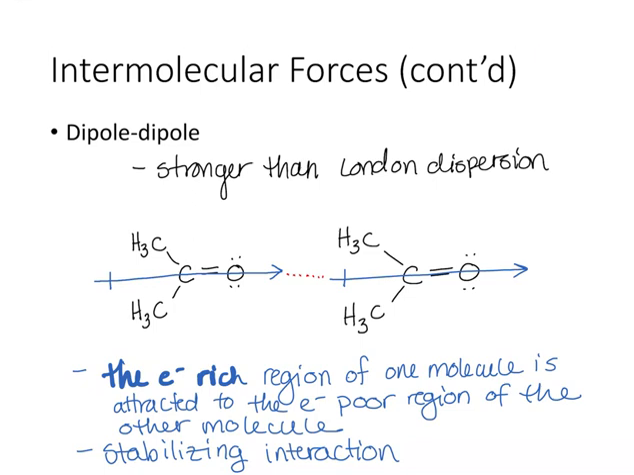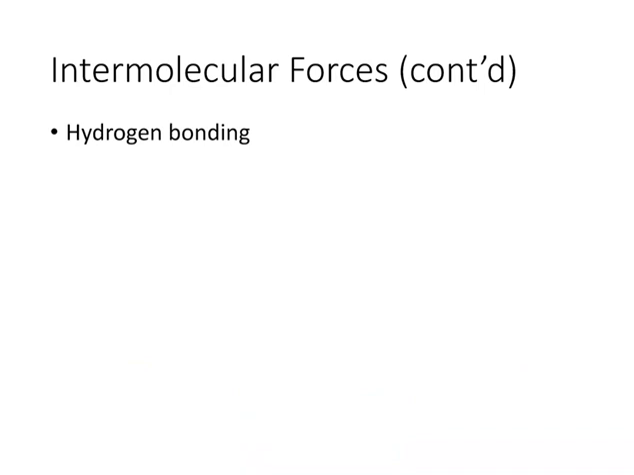Now, our last intermolecular force is hydrogen bonding, which we did talk about previously. So, hydrogen bonding is one of the stronger intermolecular forces. And out of the three we've covered so far, hydrogen bonding is the strongest. So this is stronger than dipole-dipole, although hydrogen bonding is a type of dipole-dipole interaction. It's just stronger than your typical dipole-dipole interaction.